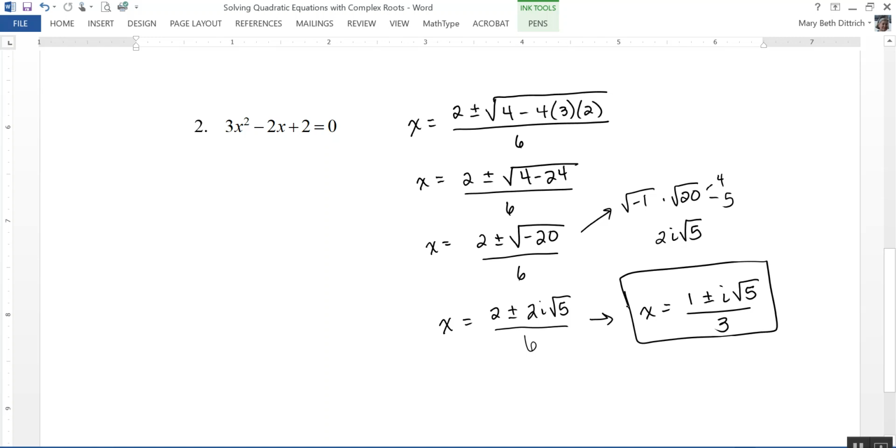So in this video, we took a look at how to solve quadratic equations that have complex roots. When we know that there's not going to be a real solution to the quadratic equation because the value of the discriminant is negative, we can use what we know about imaginary numbers to write the solutions as complex numbers.